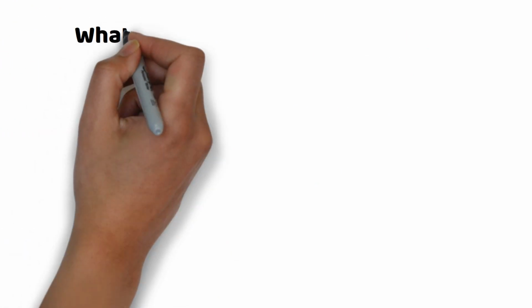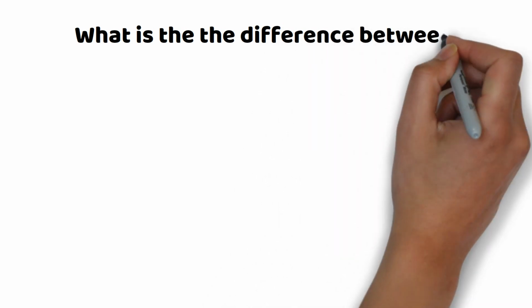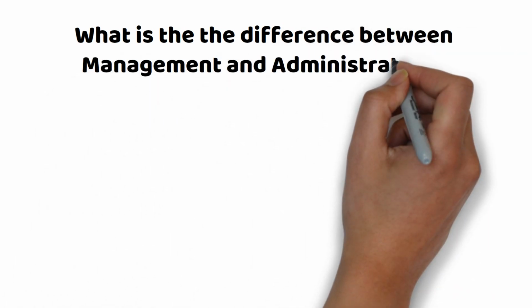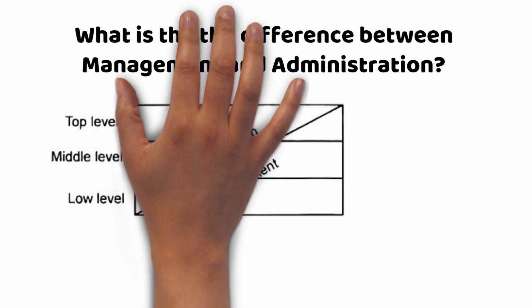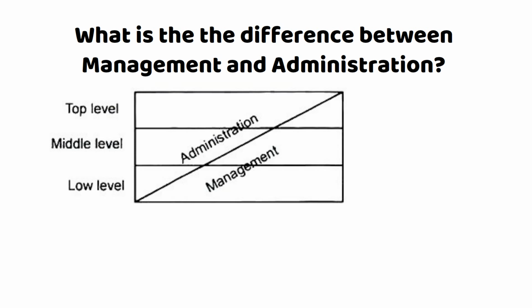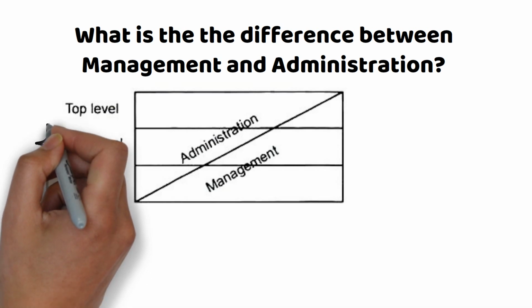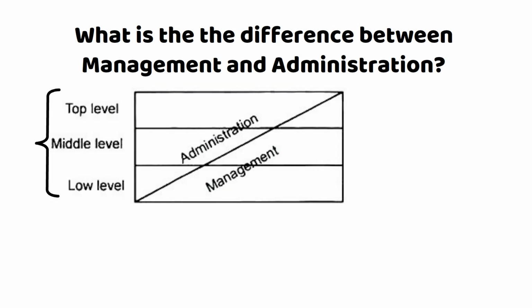Now, let us discuss the differences between management and administration. Management and administration are two concepts that are often used interchangeably. In most cases, both functions are performed by the same people at different levels of the hierarchy. If you look at this figure, you will understand that all three levels of managers, top, middle, and low, perform both administrative as well as management functions.